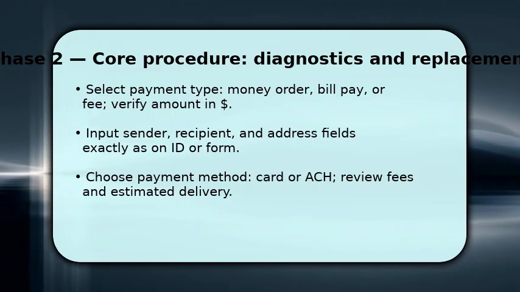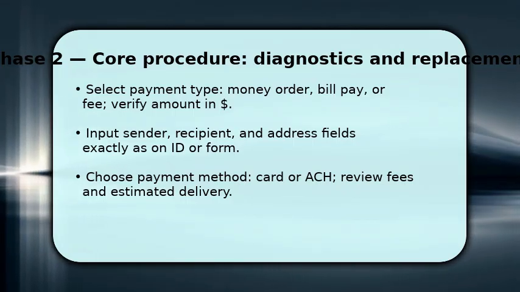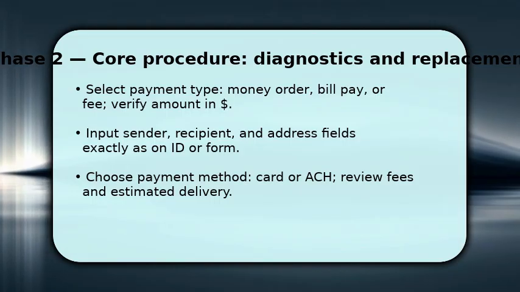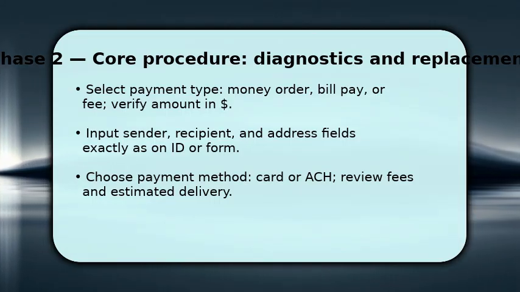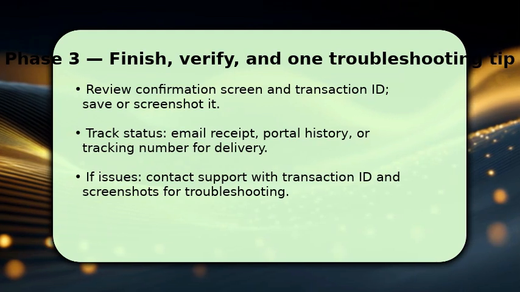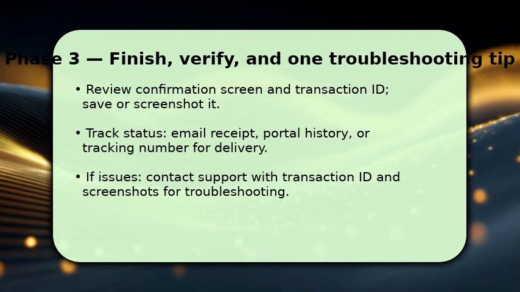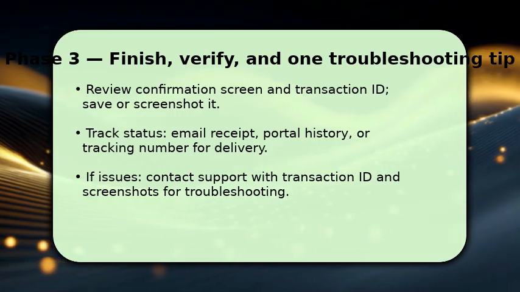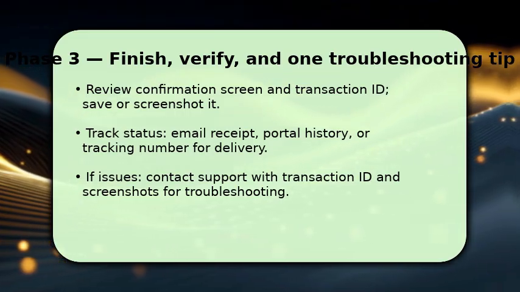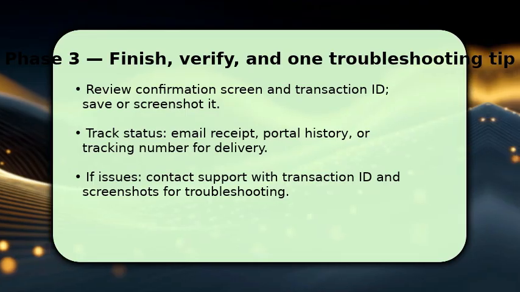Once done, review every line, then click Preview or Continue. If prompted, confirm CVV/OTP and billing address to authorize the transaction securely. Finish by reviewing the confirmation screen carefully and saving the transaction ID or screenshot. This proves payment. You'll receive an email receipt and the portal entry will show status.